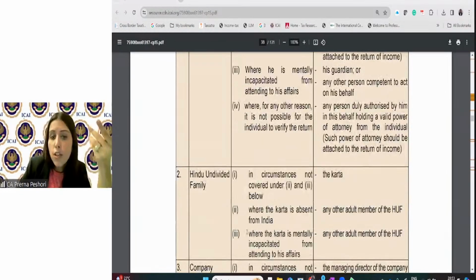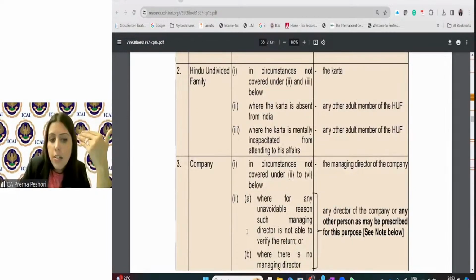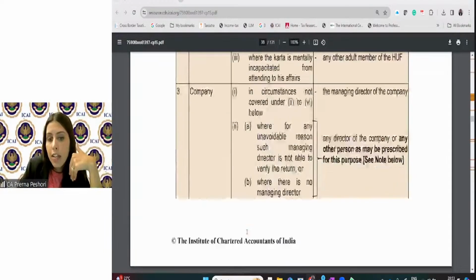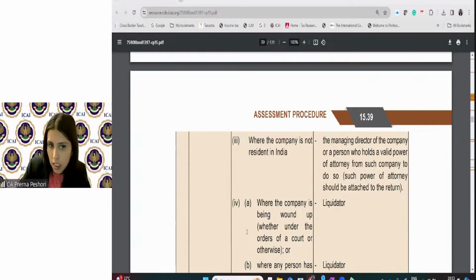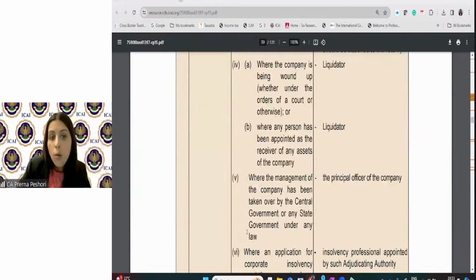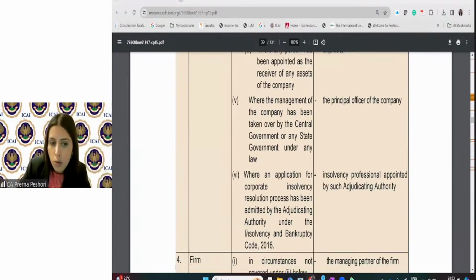In case of HUF, the Karta, or if he is not available, then any other adult member of the HUF. In case of company, it is the managing director. And if the managing director is unavailable, then any other director. Where the company is a non-resident, then again the managing director who holds a valid power of attorney. Where the company is being wound up, the liquidator. Where the management of the company has been taken over by the government, then the principal officer. In case of insolvency, the insolvency professional.